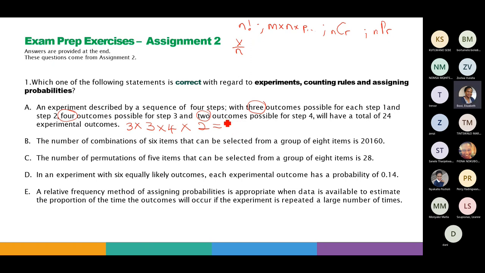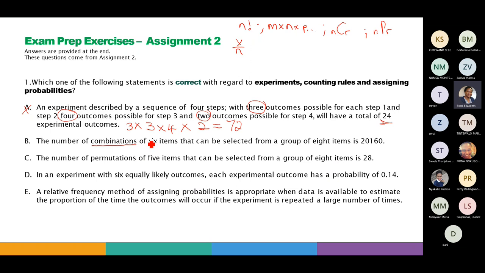72. The answer is 72, which means this is incorrect because they said the total is 24. Moving to B, B says the number of combinations. So already with B, they have given you a hint in terms of which formula you will have to use. You will use a combination.